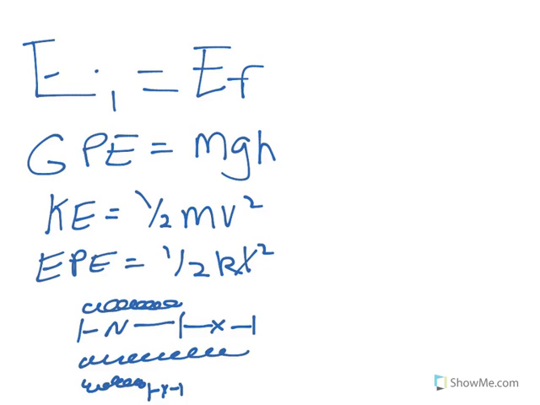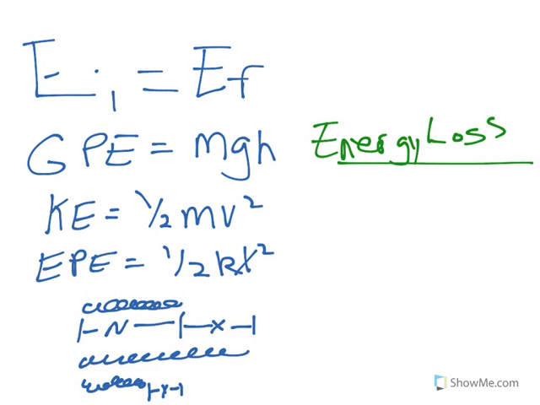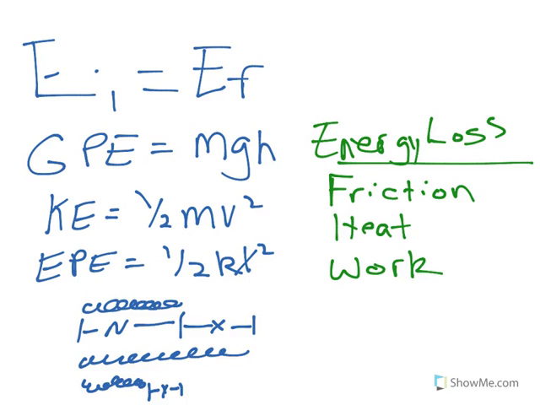The other thing we need to know is there's energy loss. We can lose energy. We can lose energy to various things. We can lose energy to friction, to heat, to work. All right, lots of things we can lose energy to. So these types of energies are conserved, but we also have energy loss that can happen due to heat, friction, or work being done.